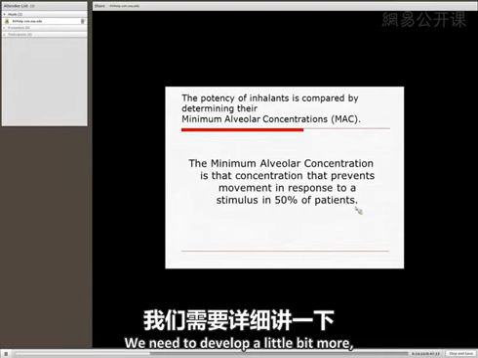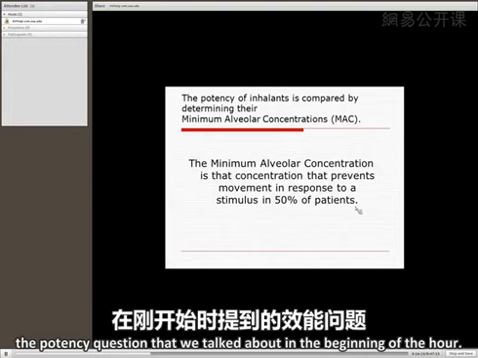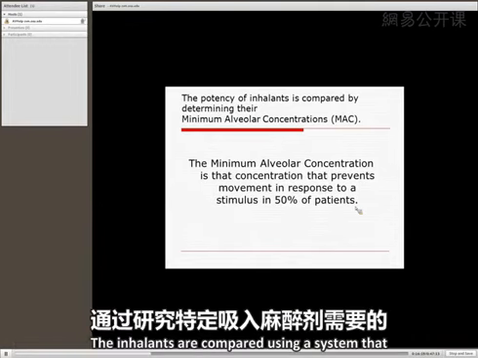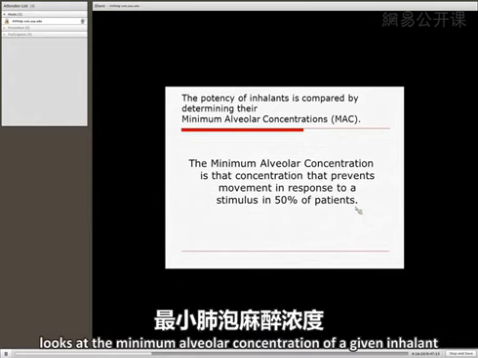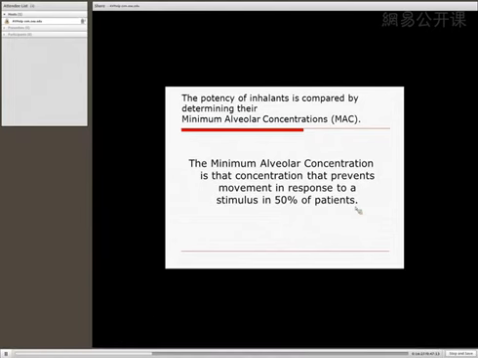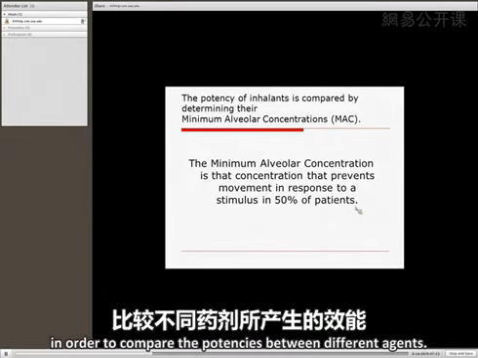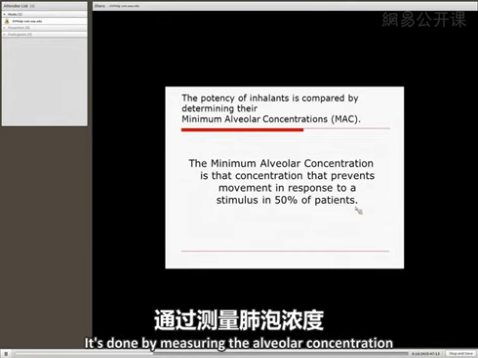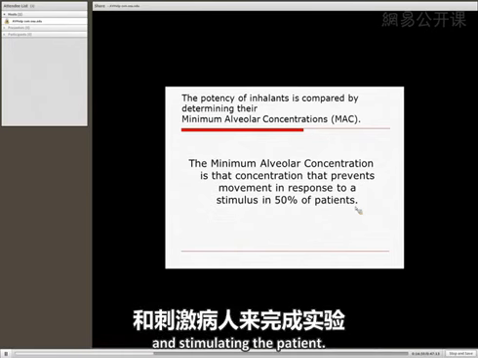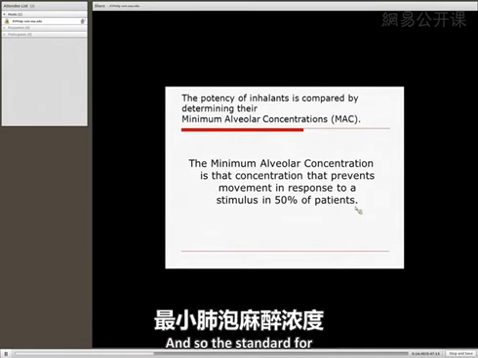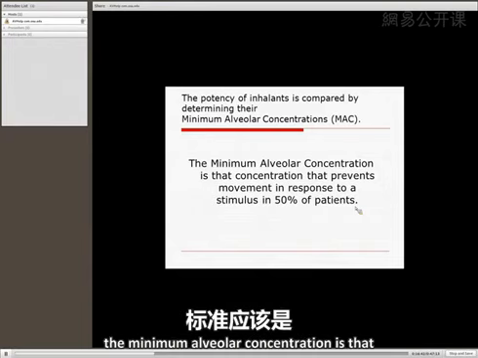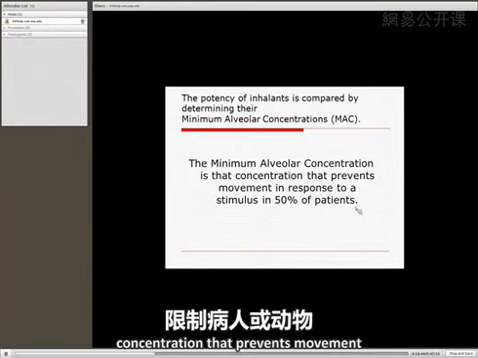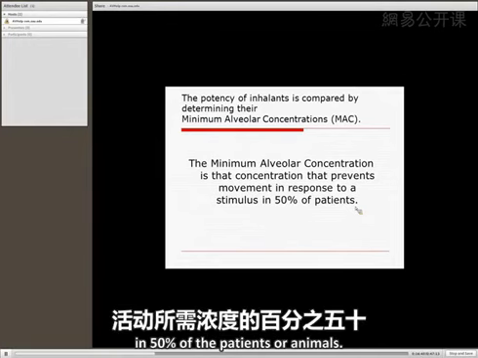Need to develop a little bit more the potency question that we talked about at the beginning of the hour. The inhalants are compared using a system that looks at the minimum alveolar concentrations of a given inhalant in order to compare the potencies between different agents. This is done primarily in a laboratory. It's done by measuring the alveolar concentration and stimulating the patient. And so the standard for the minimum alveolar concentration is that concentration that prevents movement in 50% of the patients or animals.